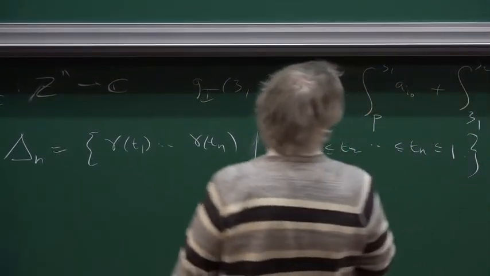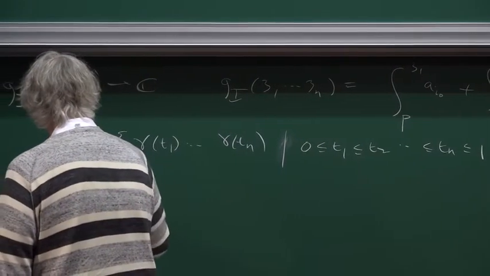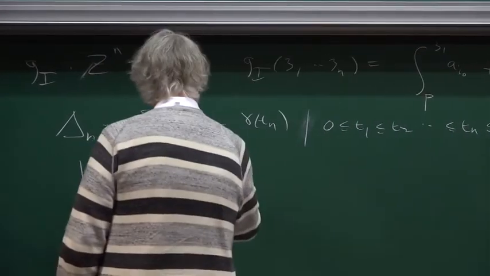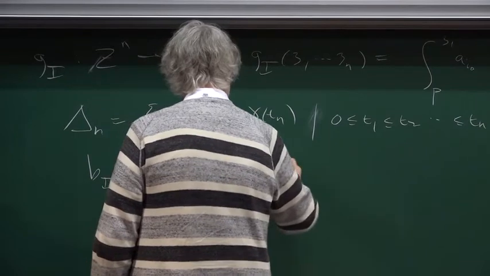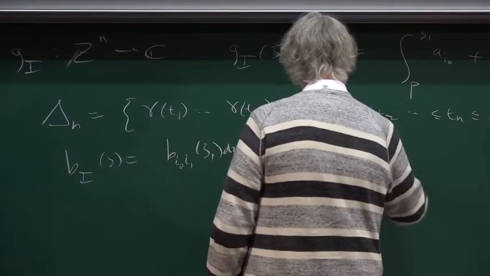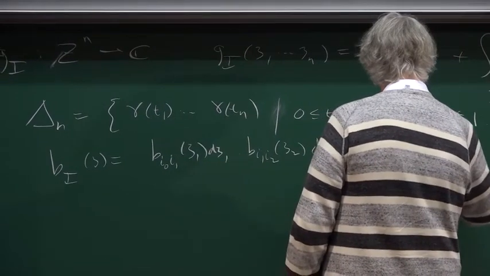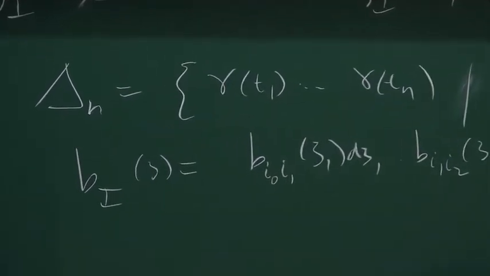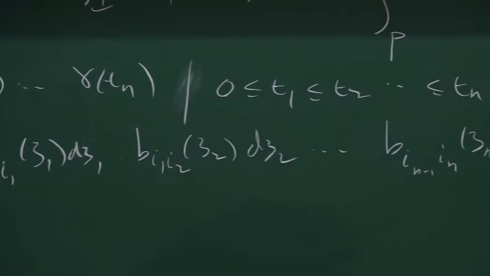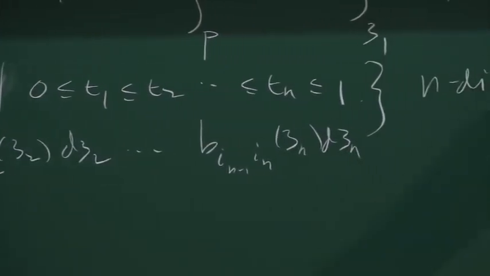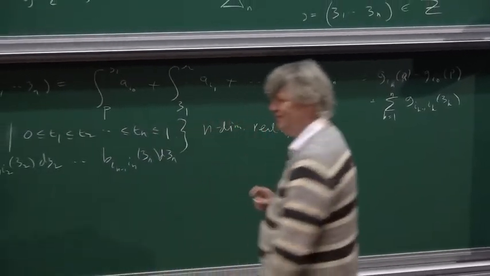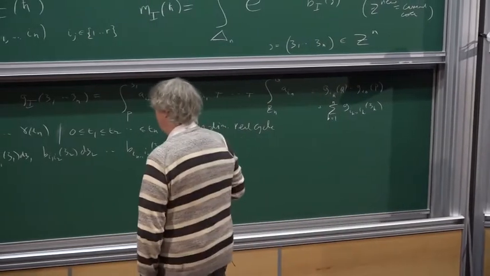Okay, and then what's b? So bi of z is really a form. It's the form that you got by taking the matrix coefficients in an obvious way with these coefficients. So it's bi0i1 of z1 dz1. So B should be an n form, right? Because we're integrating over an n-dimensional real cycle. So we're integrating over an n-dimensional real cycle in an n-dimensional complex space, and we're integrating a complex n form. Okay, that's all for the formula.